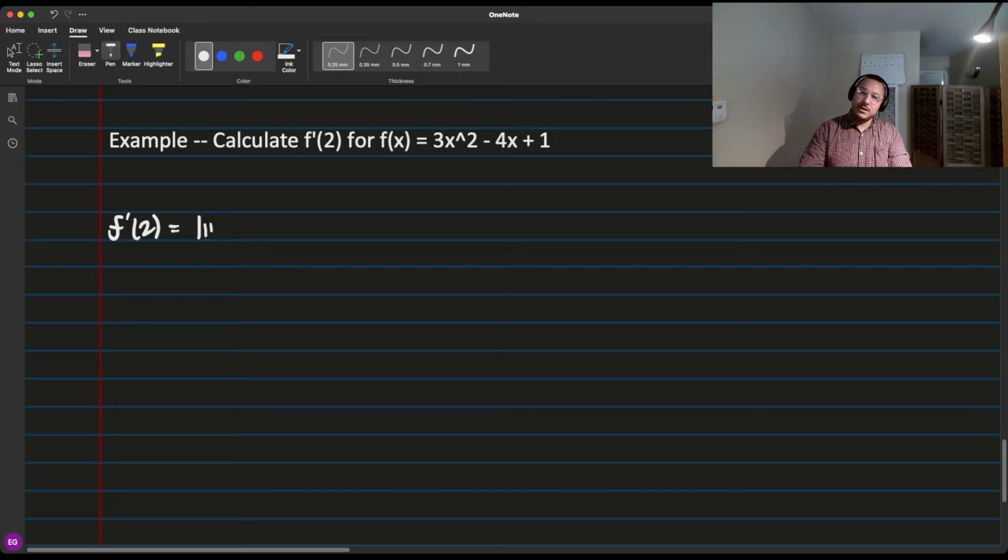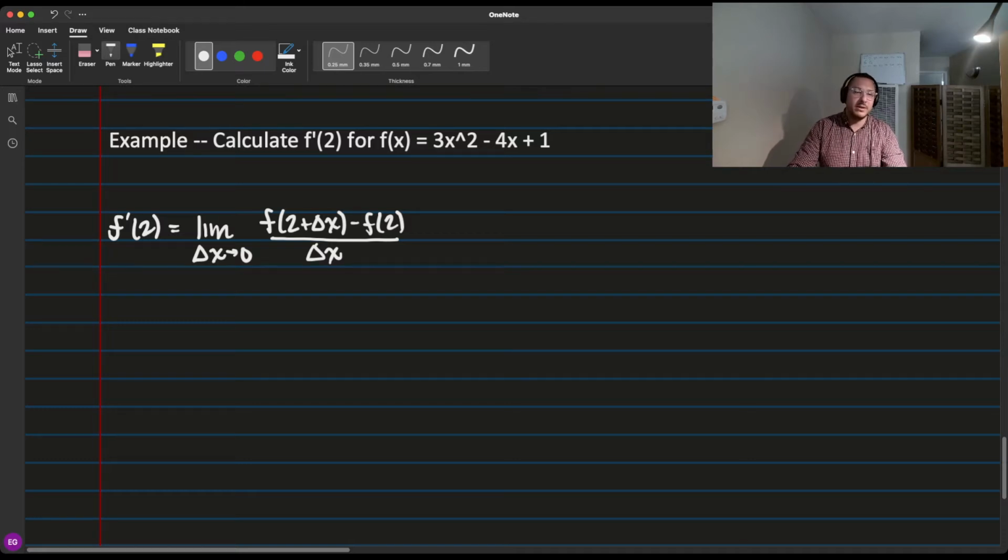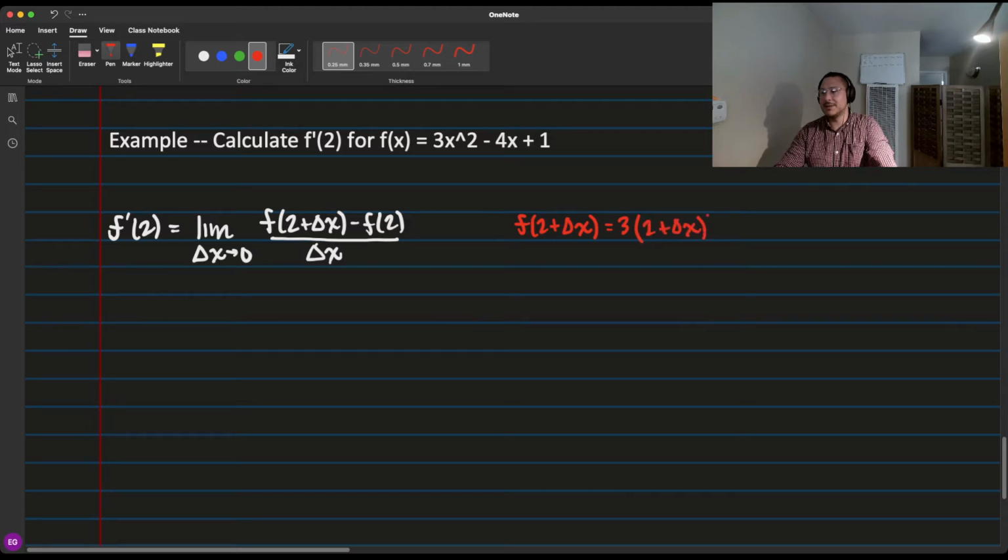How do you actually do that? Well, you're going to have to do the limit as delta x goes to 0 of f of 2 plus delta x minus f of 2 all over delta x. Okay, so these are a bit of work, right? So let's calculate these things off on the side. What's f of 2 plus delta x? That's going to be 3 times 2 plus delta x, quantity squared, minus 4 times 2 plus delta x plus 1.